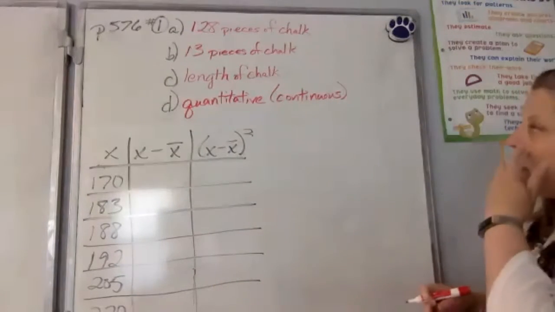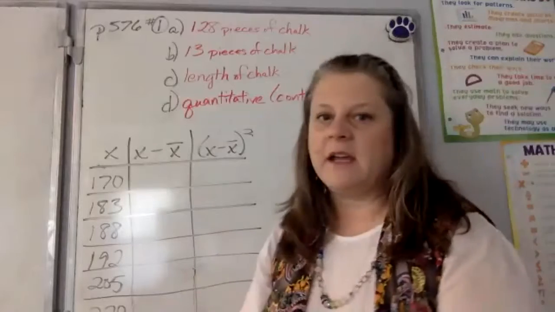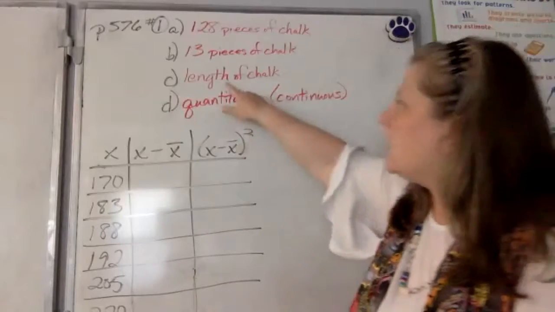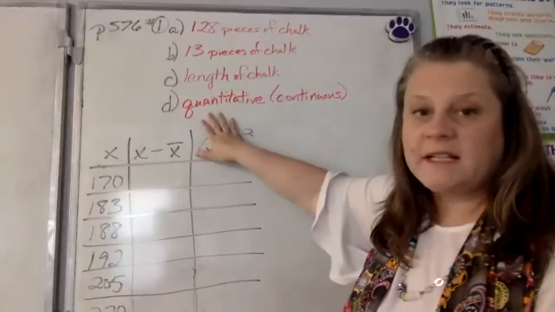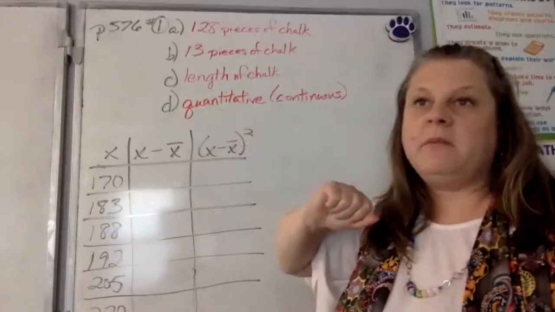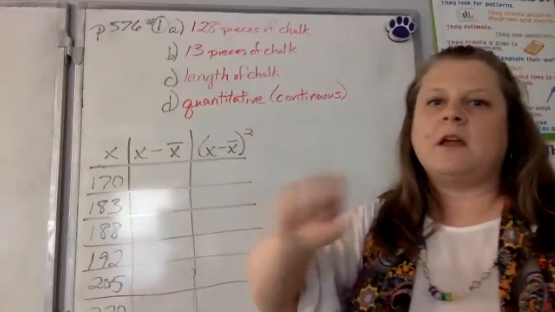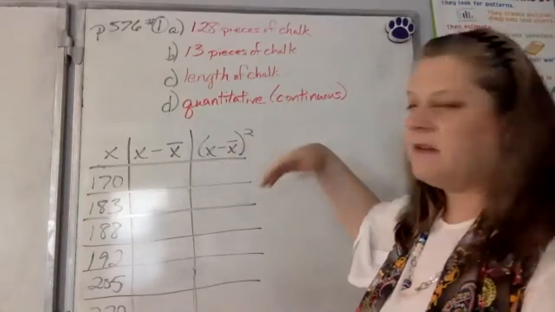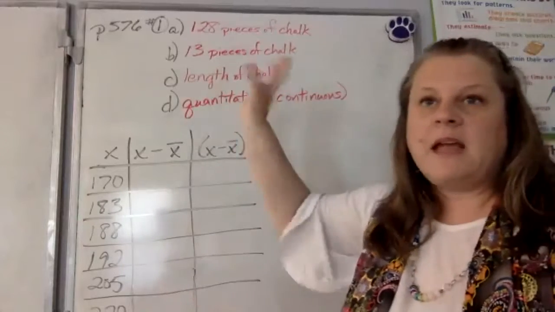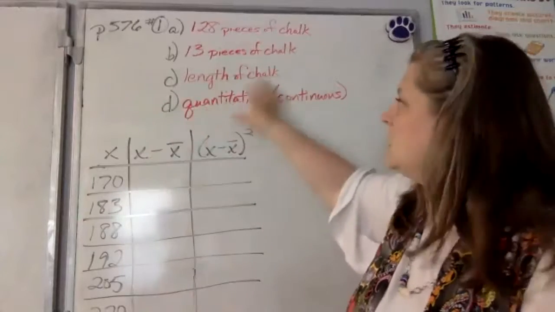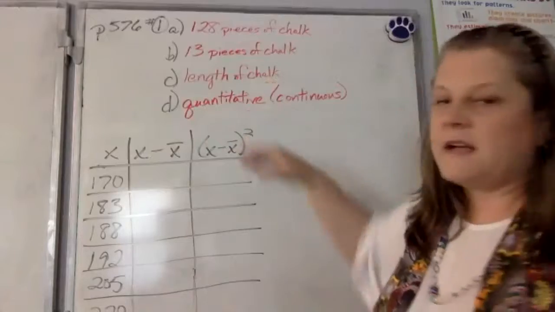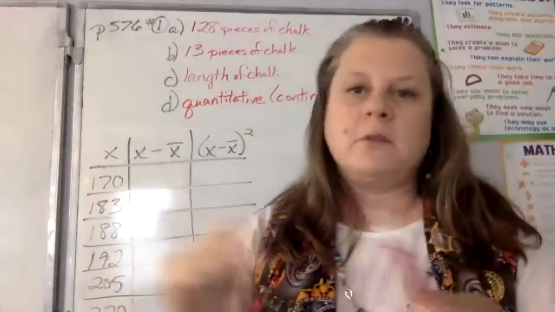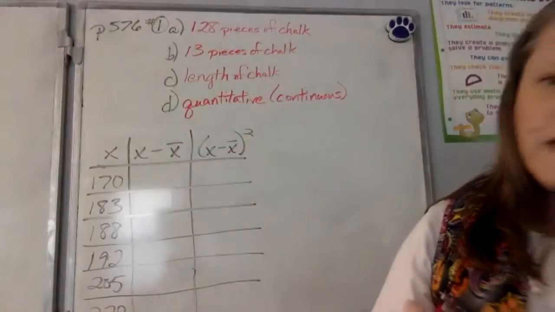Okay? So now if I had different colors of chalk and I was trying to figure out the color of chalk, that would be qualitative. So I would just put it, these were green, these were yellow, these were red, these were blue. And I would count how many were. It would be categories. I was dividing it in groups. This, we're actually finding the actual measurement of the chalk.